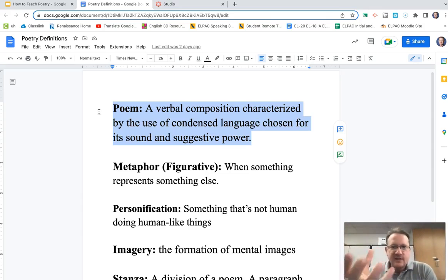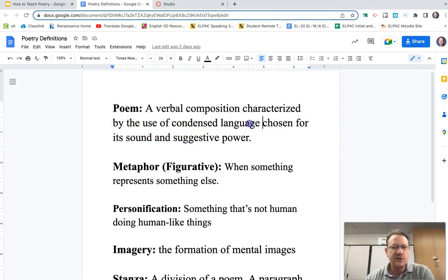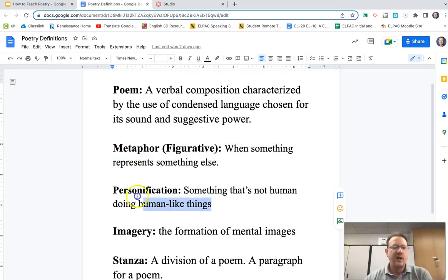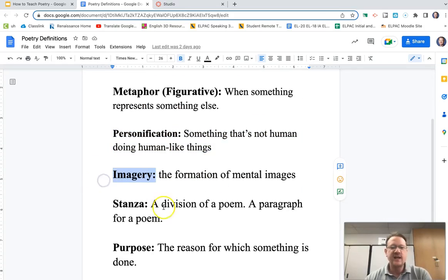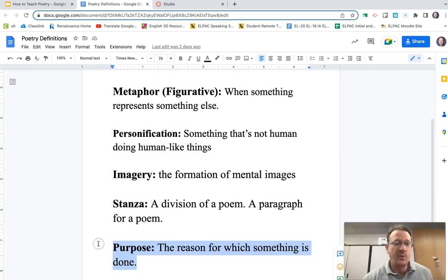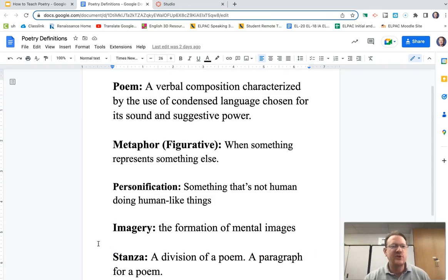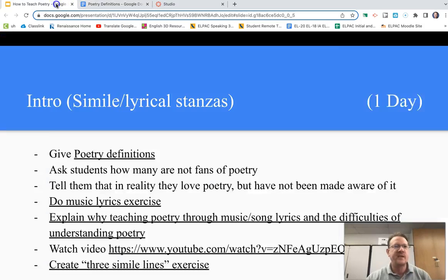So a poem, and I tell them this, a poem is a verbal composition characterized by the use of condensed language chosen for its sound and suggestive power. Now that is such an important definition. I'll go back to that. Then I have the students write down metaphor, personification, imagery, stanza, and purpose. Purpose is also very, very important when it comes to analyzing poetry. I haven't really established what we're doing with the poetry yet. The students just write this down. So right away, they're like, oh, poetry, right? Okay, so that's step one.